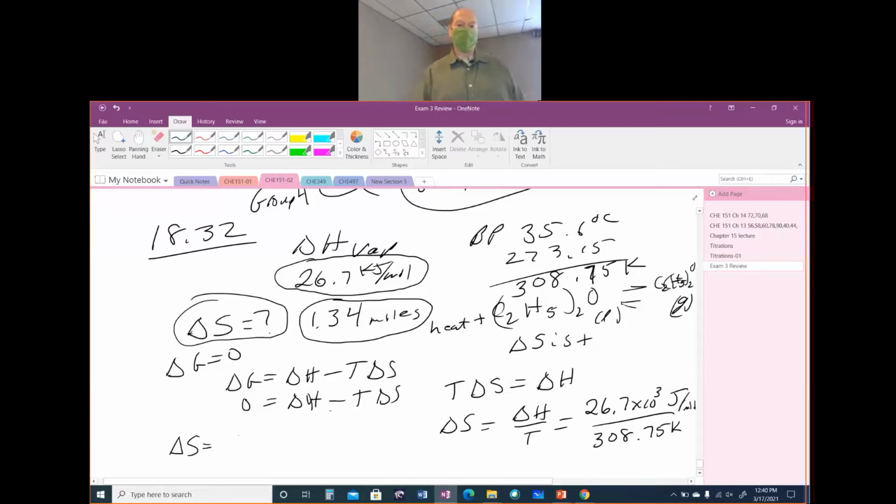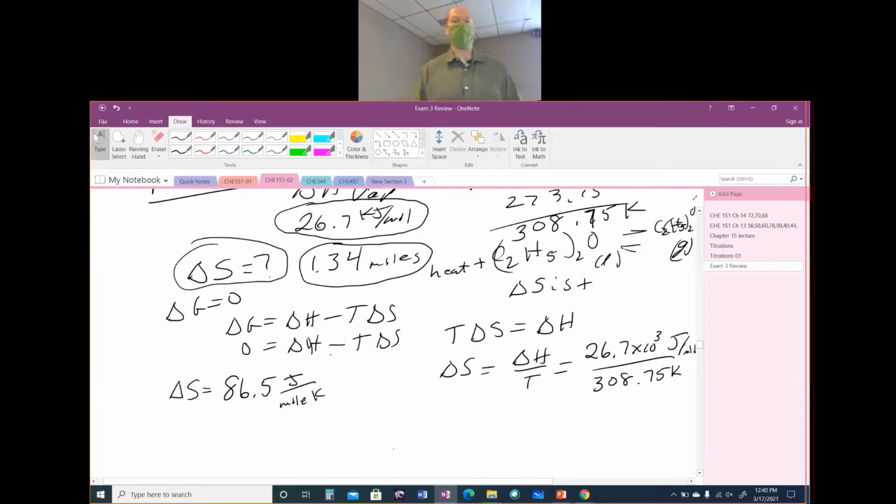And so I get my delta S, and this is joules per mole. When I take my 26.7 times 10 to the third, and I divide by the 308.75, I get 86.5 joules per mole Kelvin. So there is my delta S in joules per mole Kelvin.